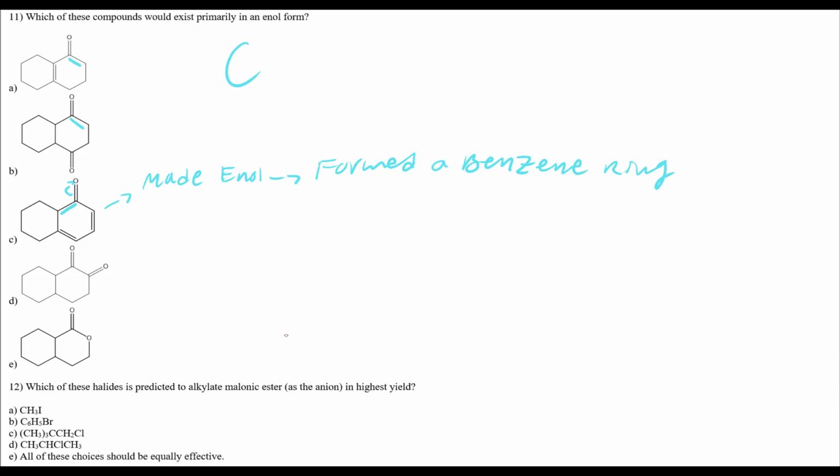Okay. Number 12, which of these halides is predicted to alkylate malonic ester in the highest yield? All right. So I drew out an example of a compound that can actually do this. So for instance, they gave you malonic ester. I just drew out this weird anhydride. All right. And notice that I have some electrons right there. So what can we do with this one? All right. Well, this is an SN2 reaction. And we know that SN2 reactions are very sterically sensitive. So if something is too large, then it's not going to want to do it. If something is really, really tiny, then it's going to do it really quickly, okay?